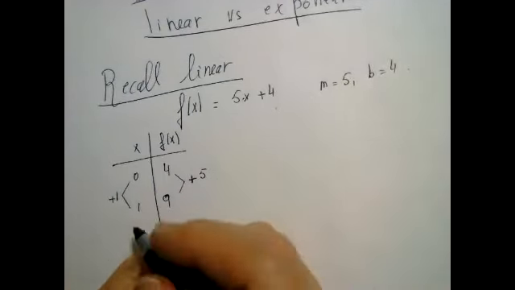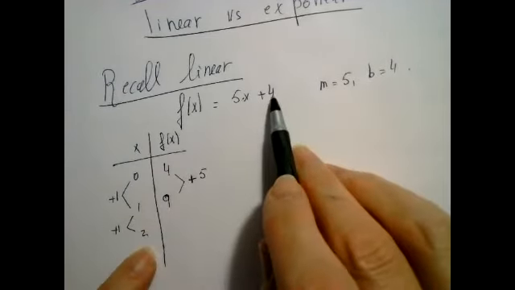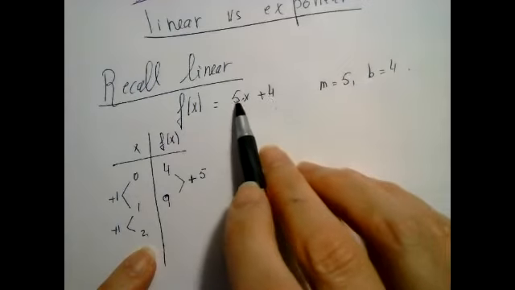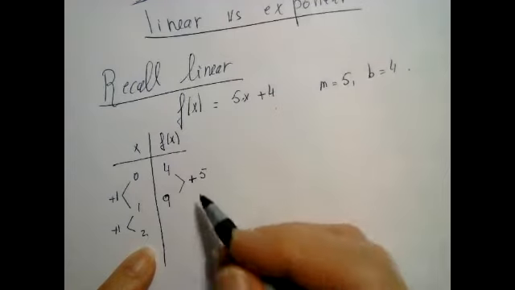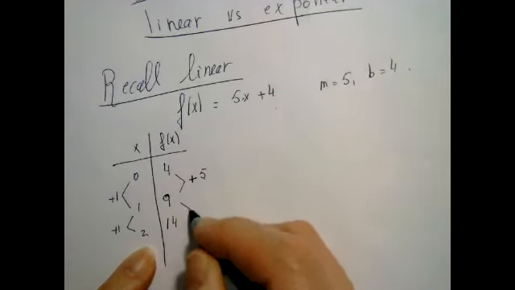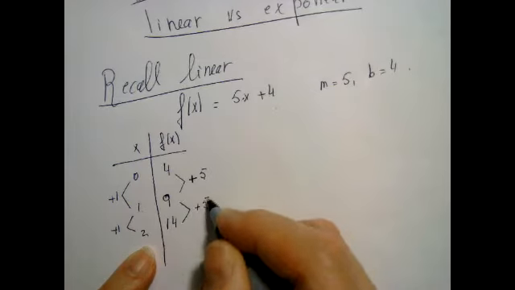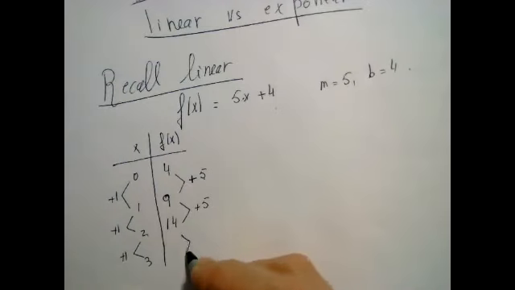Okay, when x increases by another 1, this is going to be 4 plus 2 fives, 4 plus 5 times 2. So we already added one 5, so it's going to be basically 14. It means we're adding a 5 every time. We add 1 to x, we add a 5, which is the slope, and that gives me 19.